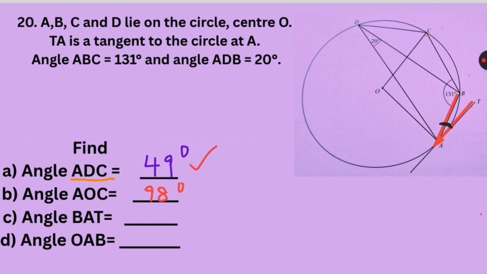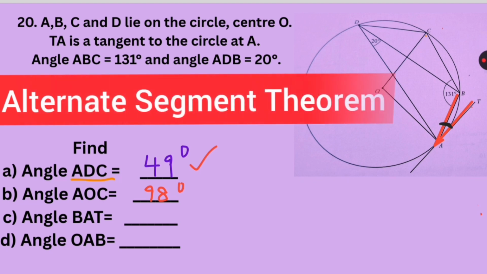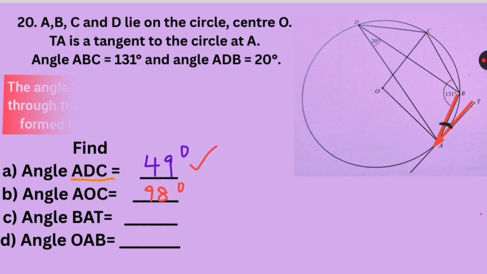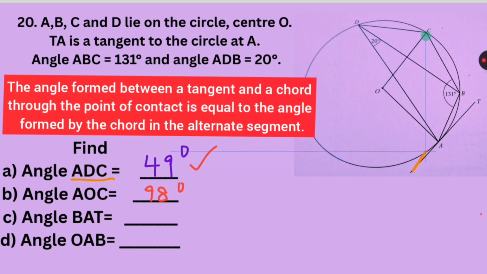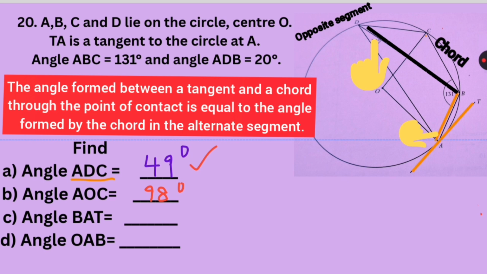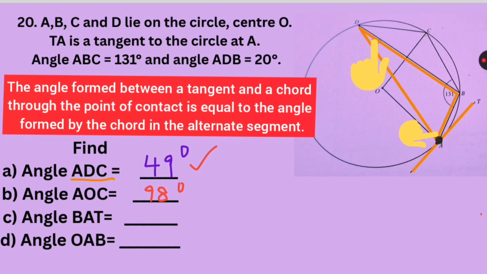We need to recall one theorem, that is the alternate segment theorem. What is the theorem? The angle formed between a tangent to a circle and a chord at the point of contact is equal to the angle in the alternate segment. Here, this is the tangent, this is the chord, the opposite segment, and this angle is equal, isn't it? This is the point of contact, which is A. From the tangent, what is the opposite side? This is the opposite side.